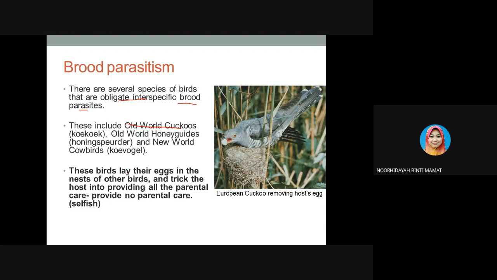And these birds lay their eggs in the nest of other birds. This is called brood parasitism, and it tricks the host into providing all the parental care. Their own parents provide no parental care, so it is categorized as selfish, because these parents lay eggs in the nest of other birds and provide no parental care. For example, the European cuckoos here remove host eggs. So this group of birds is very selfish.